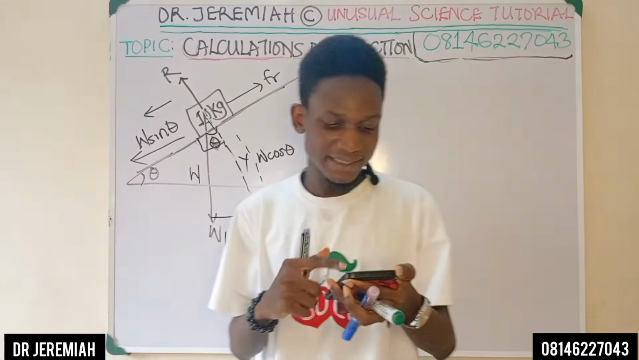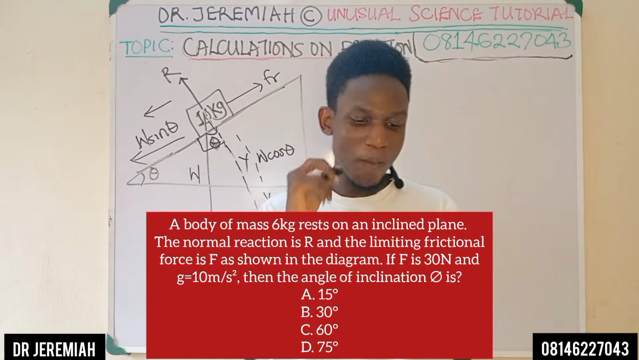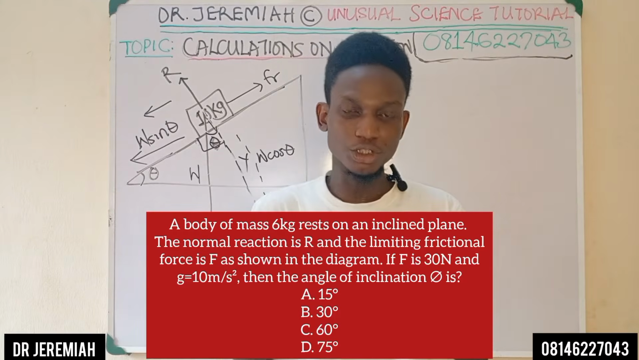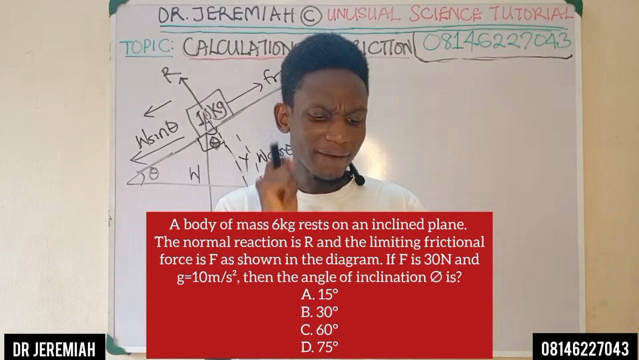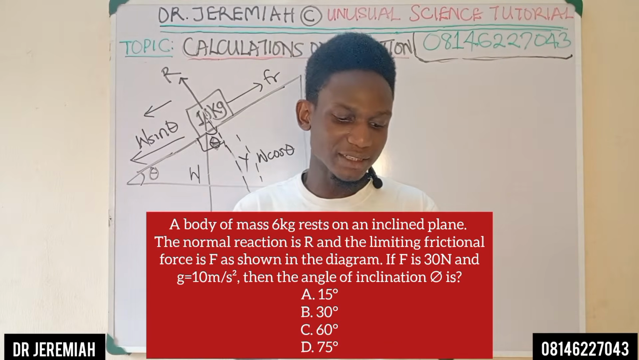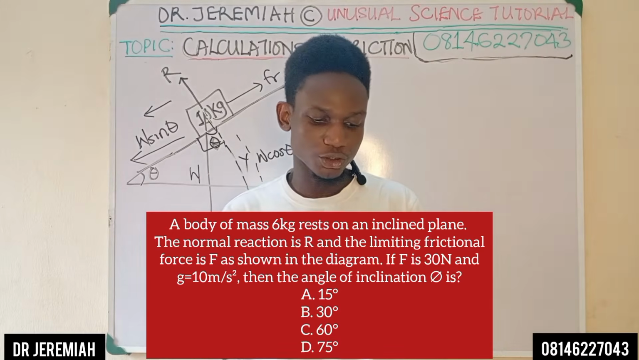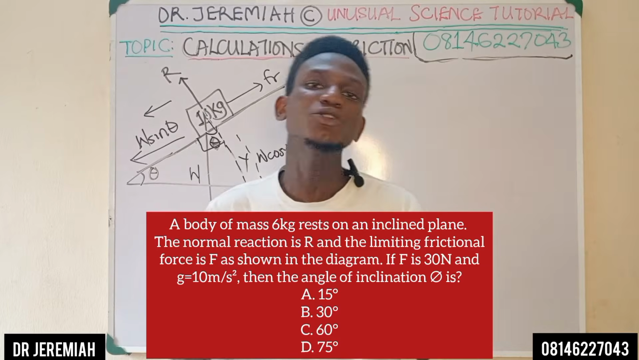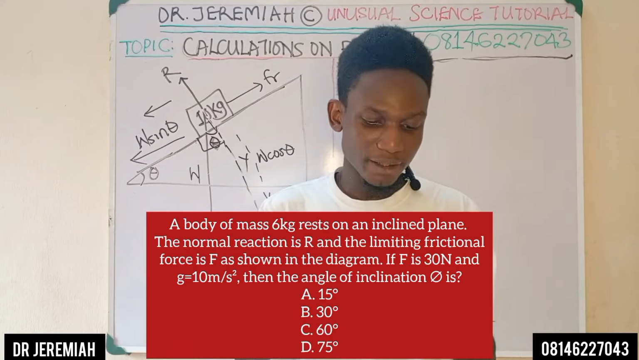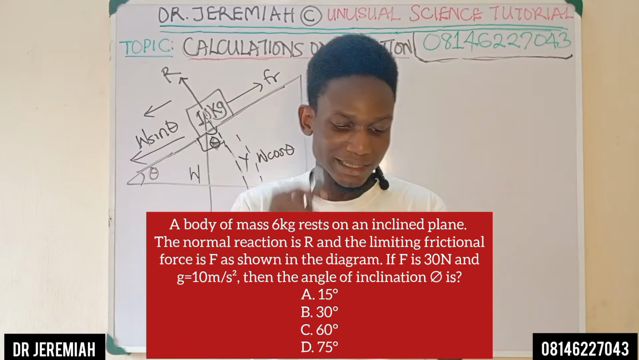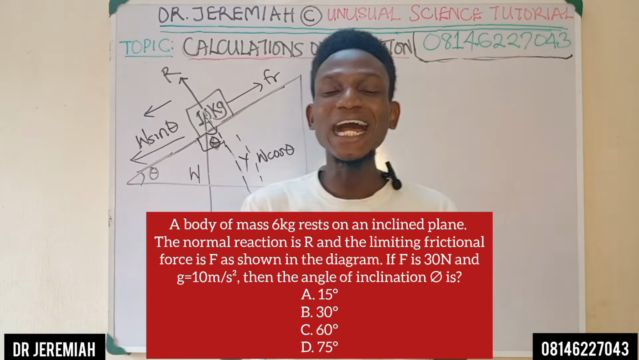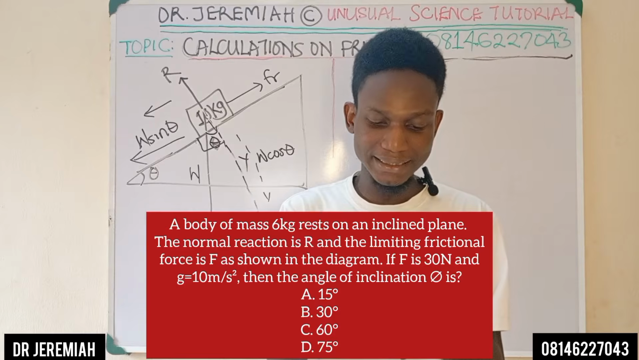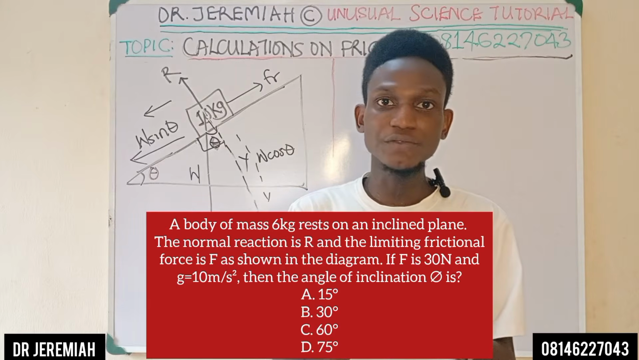The next question says that a body of mass 6 kg rests on an inclined plane. The normal reaction is R and the limiting frictional force is F, as shown in the diagram. Forget about the diagram, we'll get the diagram ourselves. If F is 30 Newton and g equals 10 meters per second squared, then the angle of inclination theta is dash.